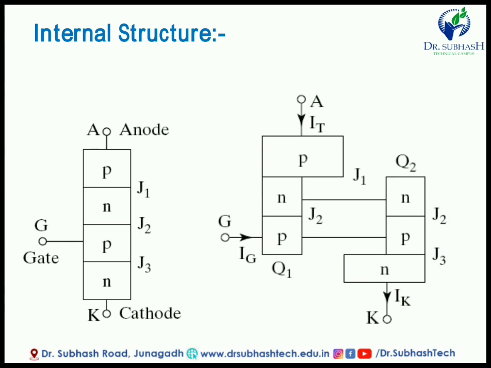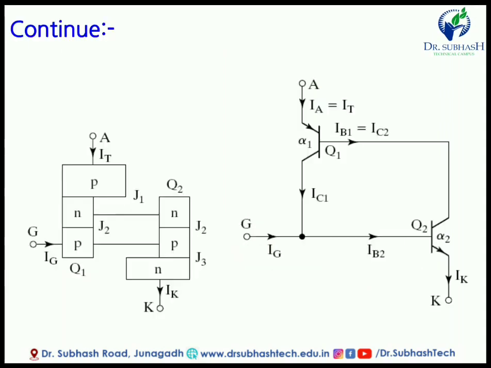Here the anode current, or total anode current, is also known as the thyristor current. So the total current, or thyristor current, is IT, and the current flowing from the gate is known as IG, the gate current, and the current at the cathode terminal is known as IK, the total cathode current. So here three types of current are available: IT, IG and IK. Now what is this current about? Let me discuss this.